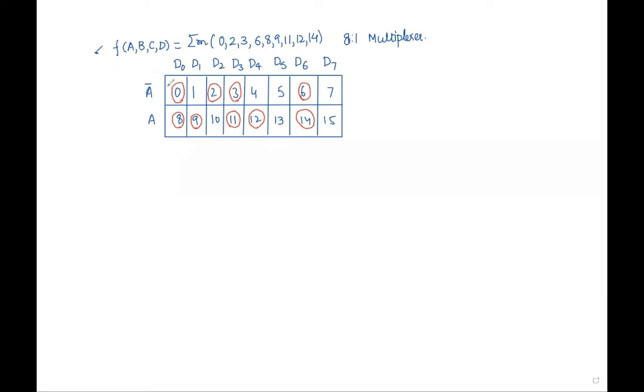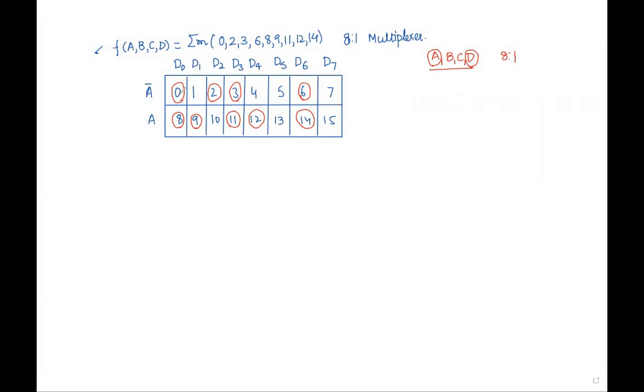What we are actually doing is that your 4 variable expression is to be implemented using an 8:1 multiplexer. So what we have to do is either eliminate D or eliminate A. Either of these two is acceptable. So we are trying to eliminate A, and we specify this in terms of A.